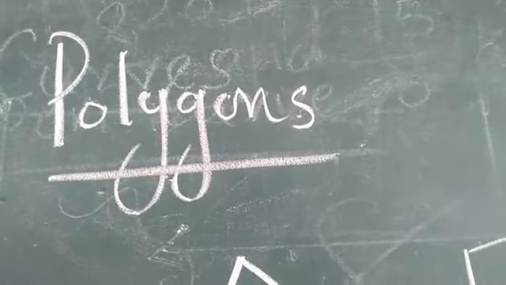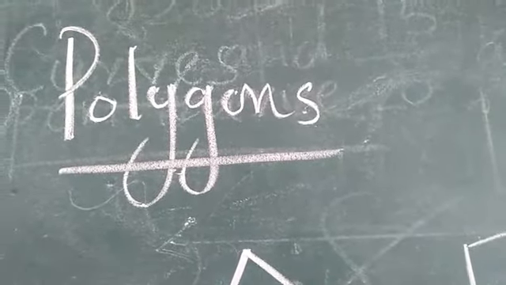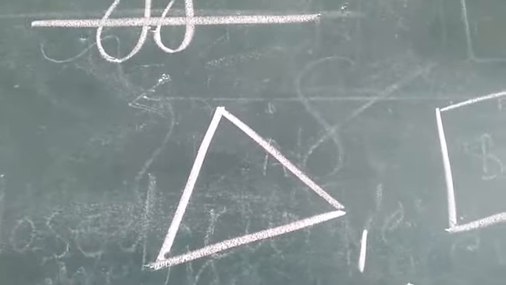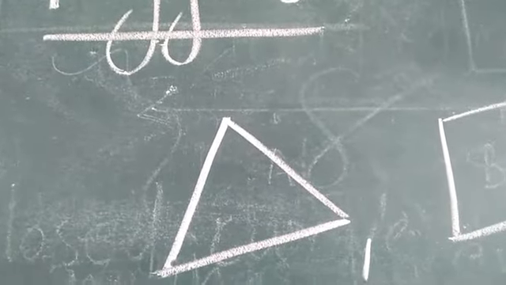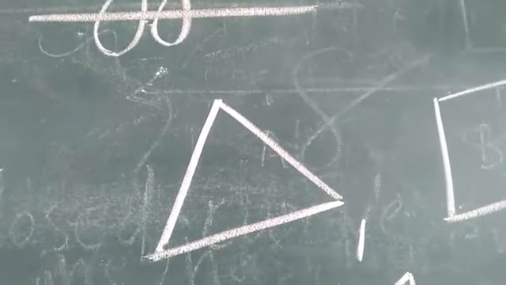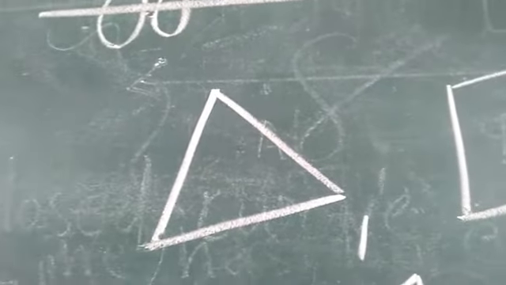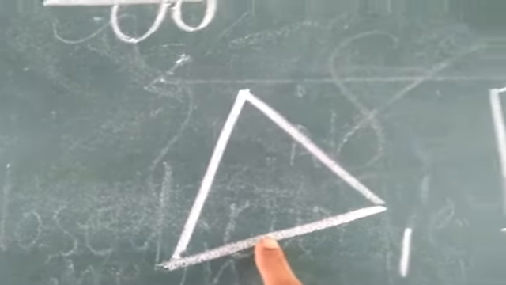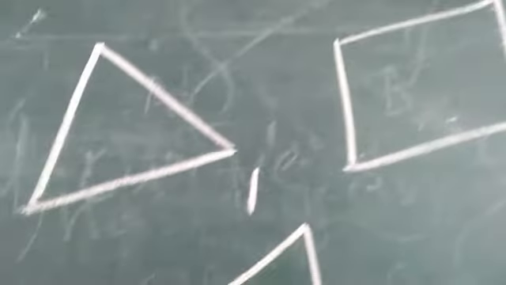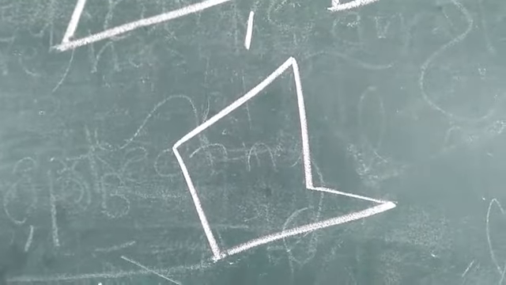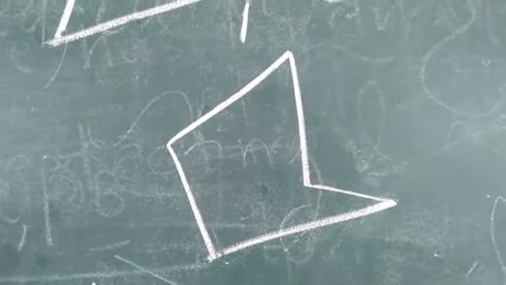Next one is polygons. Polygons means simple closed curves that are made up of straight lines or line segments. So, we found some curves, they are not polygons, but simple closed curves made up of line segments are called polygons. So, this is a polygon, this is a polygon, this is a polygon. You understood what is the meaning of polygon? Simple closed curve made up of line segments.